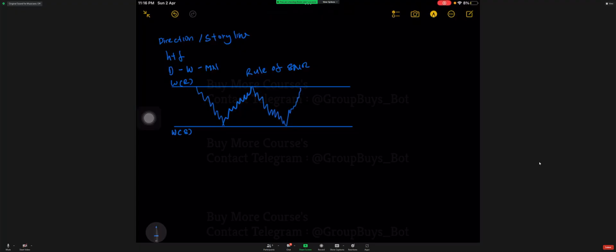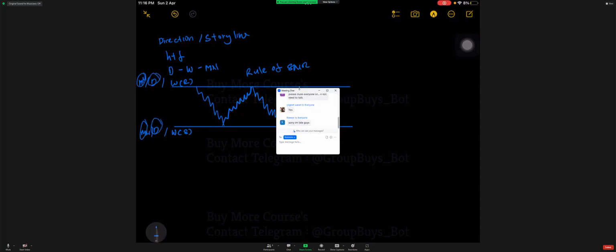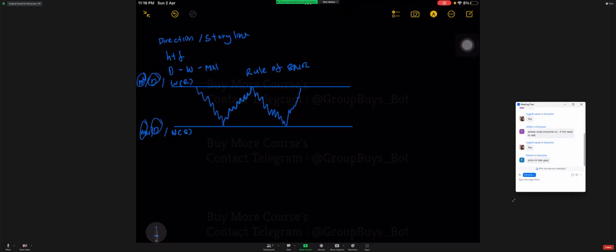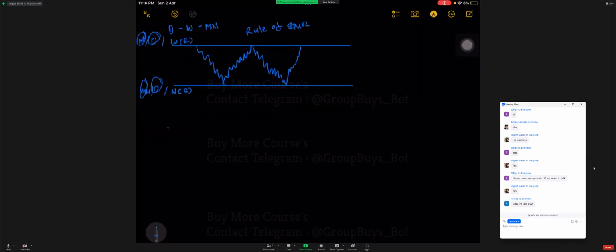Same goes for the other time frames, which are daily and monthly. Every time frame is not different. It's all the same. The rule of SNR is the same, the direction is the same. So if monthly, it must go into the monthly. If daily, it must go to daily. Okay, so I will draw for you guys for the theory.